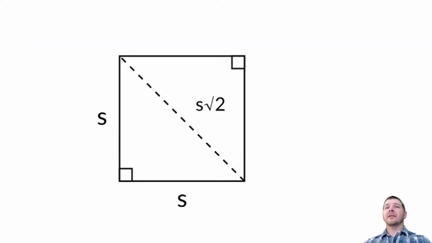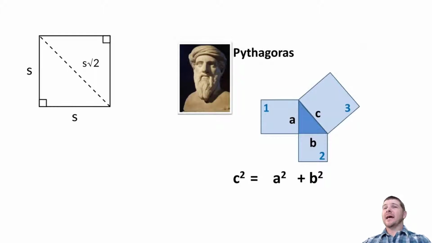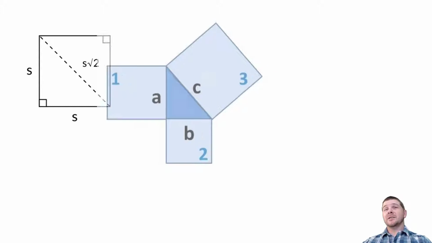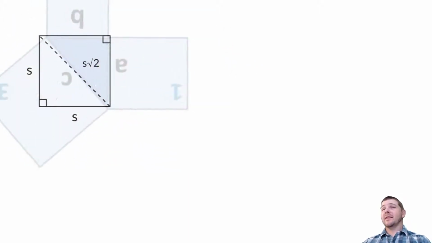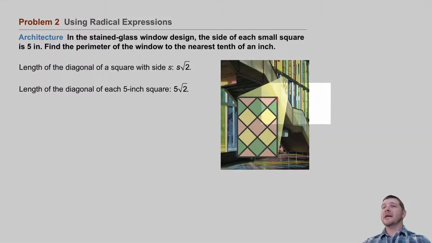Well, first consider the length of the diagonal of a square with side s is s times the square root of 2. That's derived from the Pythagorean theorem, and that the diagonal of a square can be thought of as forming two isosceles right triangles with side length s. In this case, the length of the diagonal of each 5-inch square is 5 times the square root of 2.